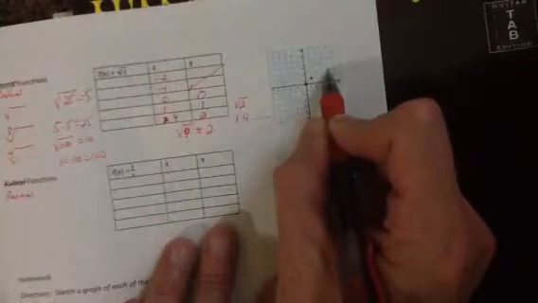I'm just going to graph these three. 0, 0 is the origin. 1, 1 is right 1, up 1. 4, 2 is to the right 4 and up 2. And you'll notice that the radical function has this kind of shape to it. I call it the wave.